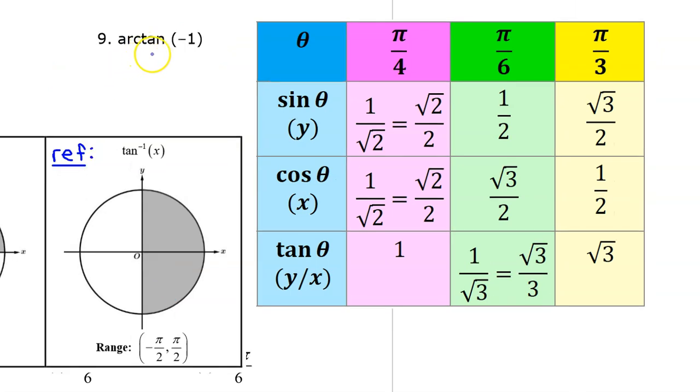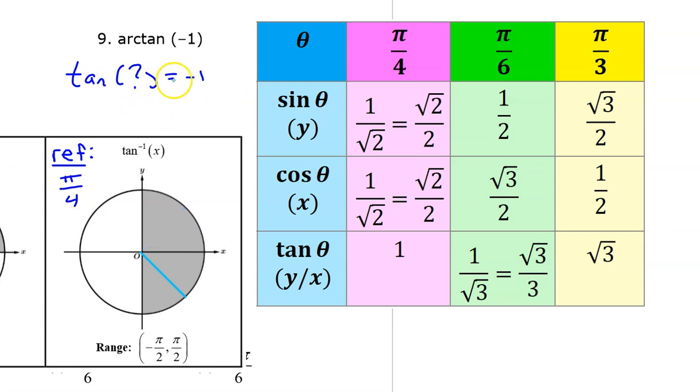You can evaluate the arctangent of negative 1 by asking yourself the tangent of what angle is equal to negative 1. We can find the reference angle by ignoring the negative sign. Since the tangent of pi over 4 is 1, the reference angle is pi over 4. Within the restricted range of arctangent, these are the two angles with a reference angle of pi over 4.